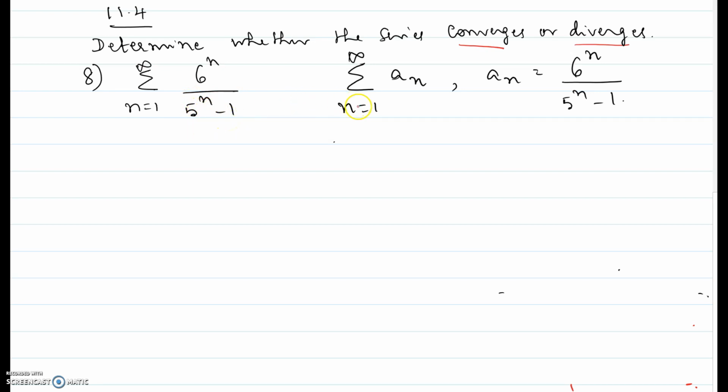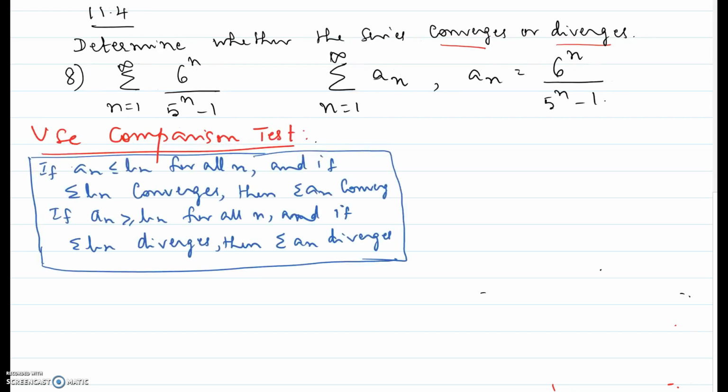We'll consider this series as sigma an, where an is the nth term of the given series, which is 6 to the exponent n divided by 5 to the exponent n minus 1. So we're going to use the comparison test. If an is less than or equal to bn for all n, and if sigma bn converges, then sigma an also converges.